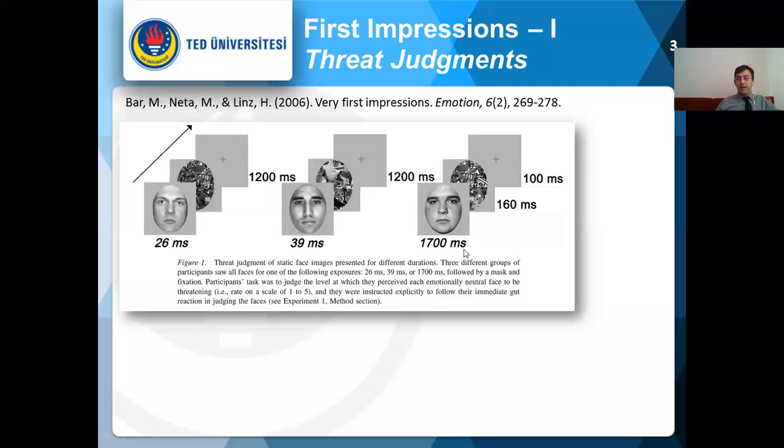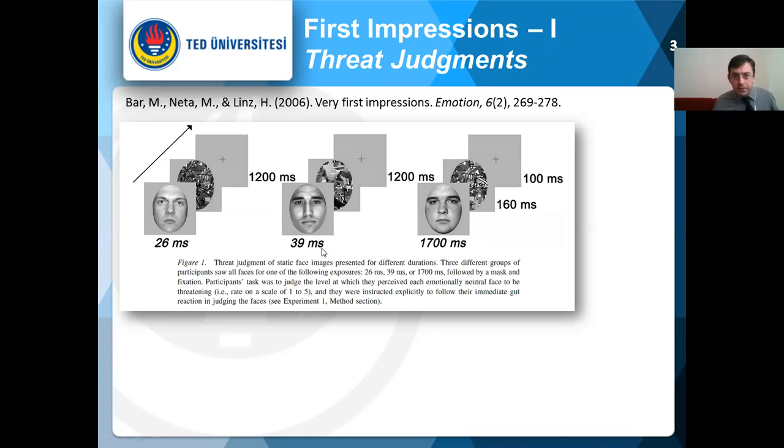1,700 milliseconds. So what is a millisecond first? A millisecond is a 1,000th of a second. So there are 1,000 milliseconds in a second. So 26 milliseconds is just like a flash, a very quick appearance on the screen. It's not very easy to collect information, but it is possible that the mind can capture this photo beyond your consciousness. 39 milliseconds is also a very fast presentation, whereas 1,700 milliseconds is about 1.7 seconds, less than 2 seconds, let's say.